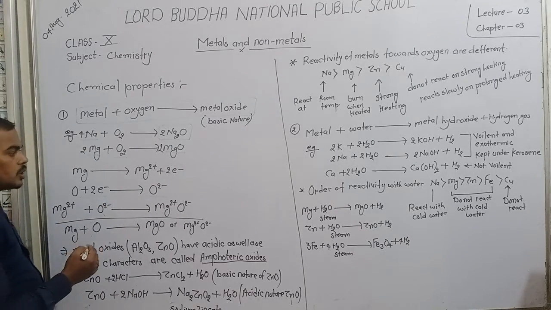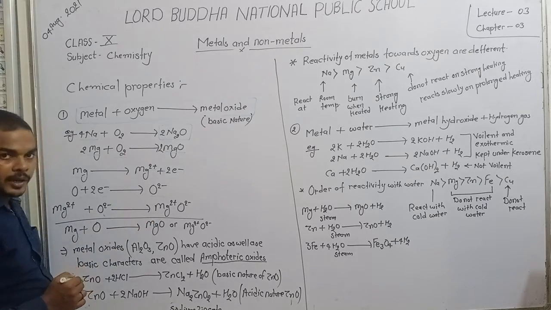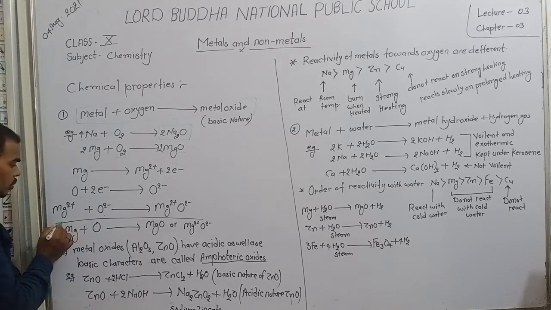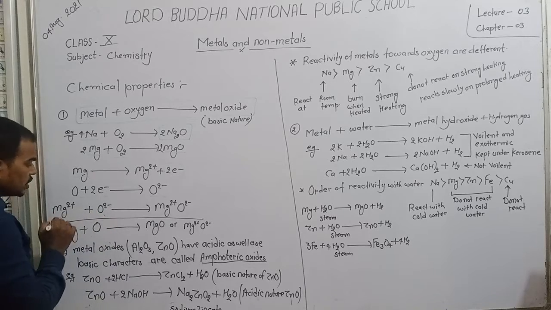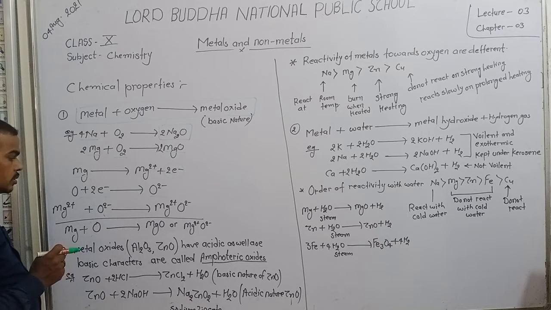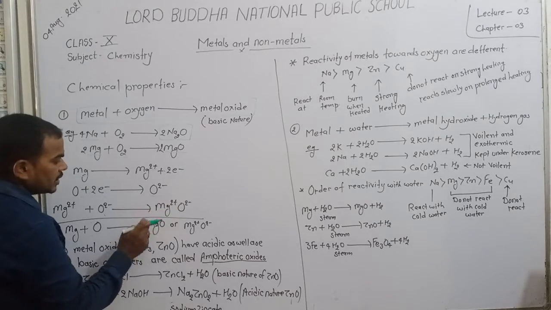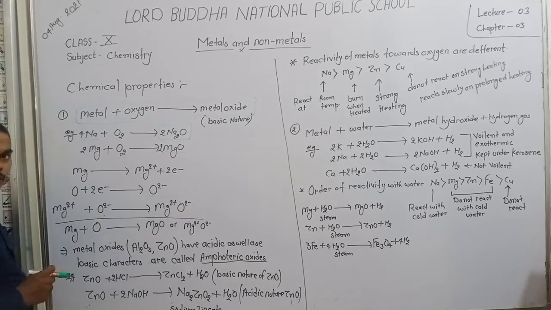And after the formation of magnesium double plus and oxygen double minus, magnesium double plus and oxygen double minus come into contact through the Coulombic force and convert into magnesium oxide, that is MgO.